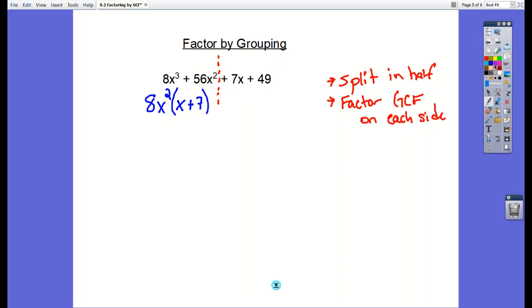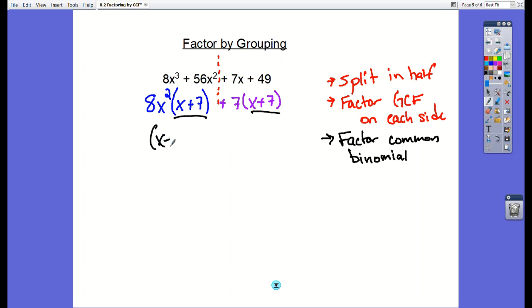On the right side, we have a 7 that's in common. So then we'd be left with an x plus 7. Now, we're cutting this down in the middle of an addition problem, right? So make sure that that plus follows us. And now it looks just like example 2, where we have a common binomial of x plus 7. So then we would go ahead and factor the common binomial. So this would become x plus 7 times 8x squared plus 7.